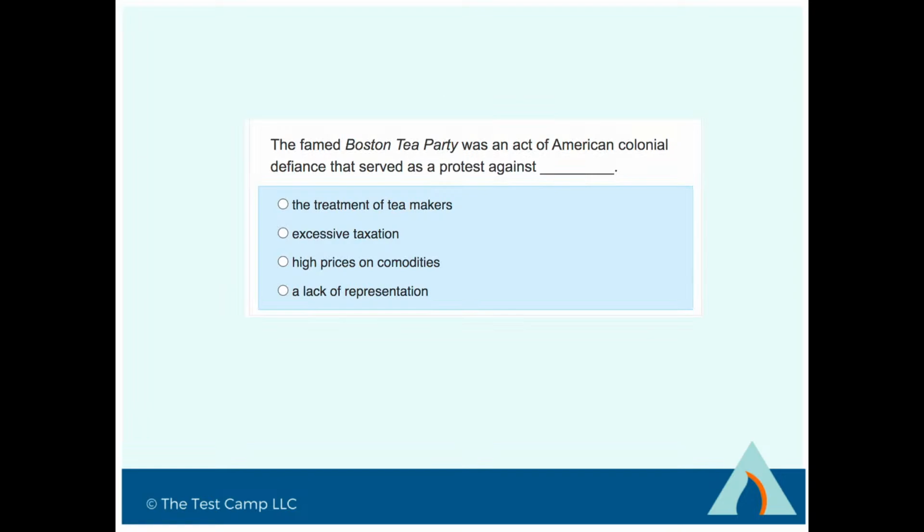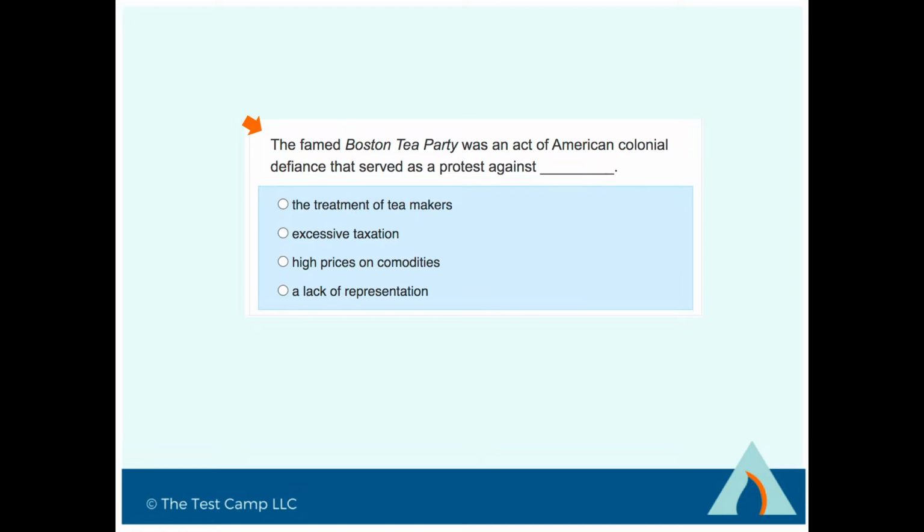We always start down here at the answer set if you've been in our other workshops. So a lack of representation, high prices on commodities, excessive taxation, the treatment of tea makers. I wonder what they're going to ask us. We look up there in the top, up in the stem.